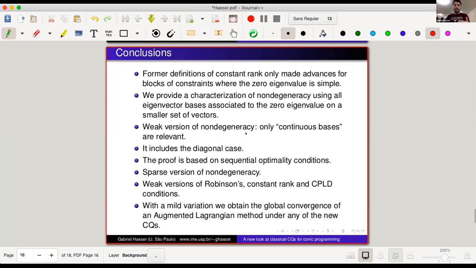With this characterization, we show that only continuous bases are relevant. So we have this weaker version of non-degeneracy, and it includes the diagonal case, which is a relief for us from nonlinear programming. The proof is based on sequential optimality conditions, which is a well-known tool for nonlinear programming. We have defined this sparse version of non-degeneracy, which I didn't mention, and weaker versions of other constraint qualifications. Also, with a small variation of this idea, we can prove the global convergence of an augmented Lagrangian method under all these new constraint qualifications.